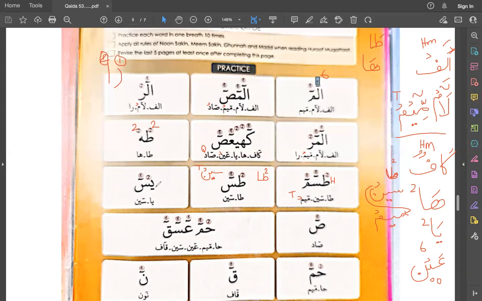Ya. When you want to write ya, it will be like this. So it is ending with 2 counts, so it will not be changed. It will be 2 counts long. And seen, you are making mad arid lilsukoon. So it will be 6 counts long here because these are huruf muqatta'at.